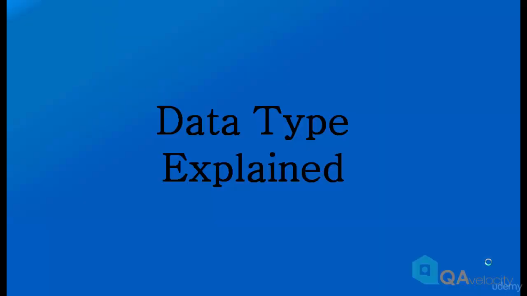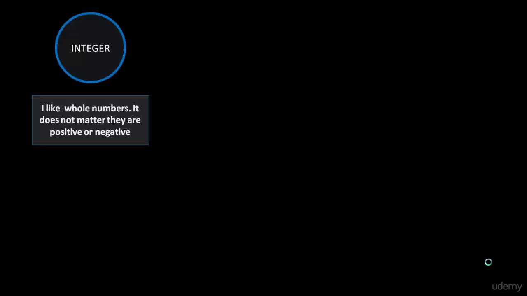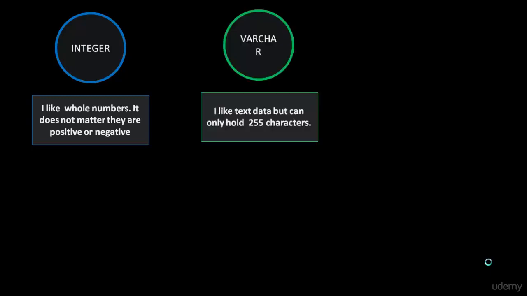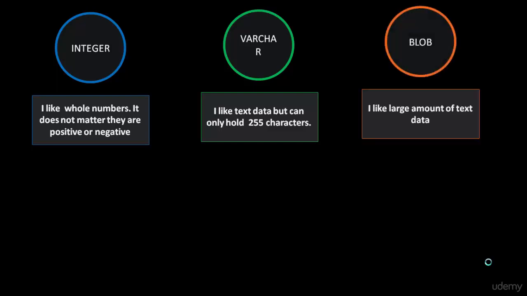Let's have a look at a few more data types and what they do. The first and very common data type is integer. It stores a whole number. Our second data type is varchar, which we have used before. It stores text data and the limit of text data is 255 characters. To overcome the limitation of the varchar data type, the blob data type is introduced. It holds a large amount of data. Let's say you want to store an XML file in your database. Then you need to define your column as blob.